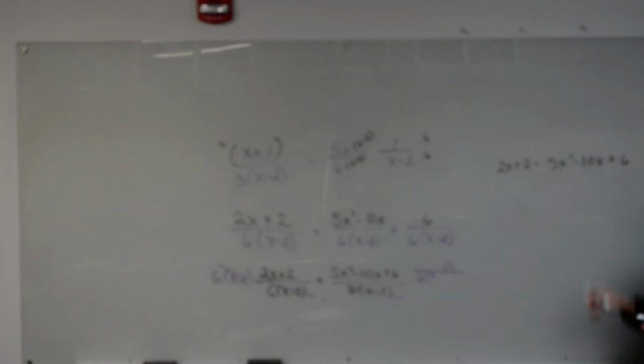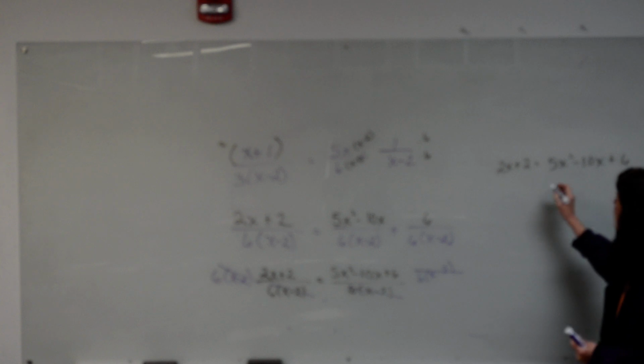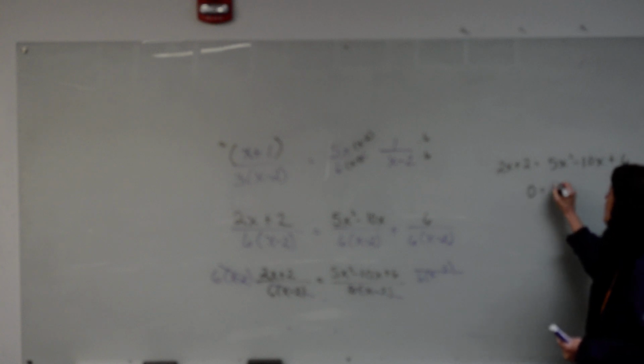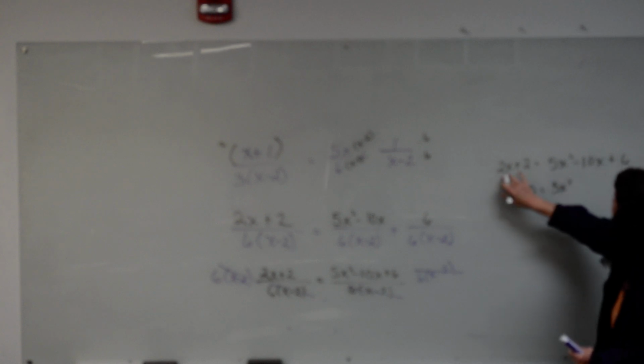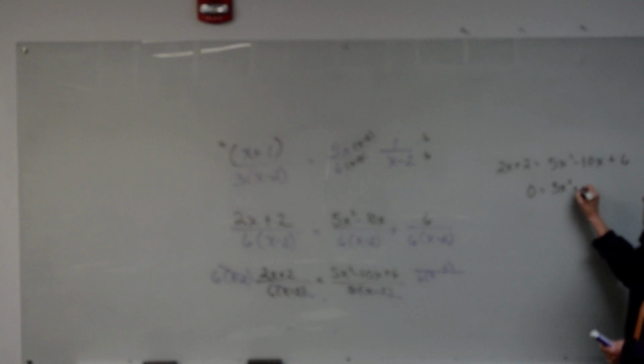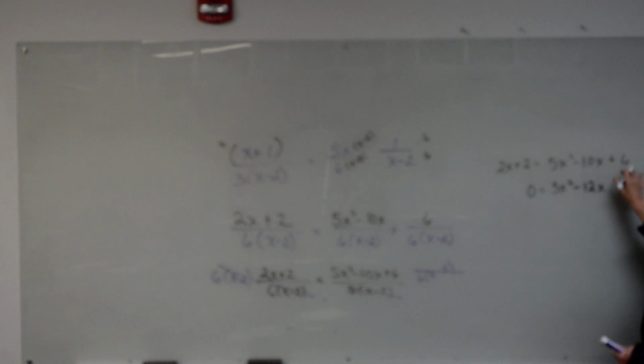Notice you have 3 terms. You have an x squared. So I need to bring all this to one side of the equation. Okay, so I'm going to have 0 is equal to 5x squared. I subtract the 2x, so that's going to be 12x. I subtract this 2, so that's going to be 4, right? If I did my math right.